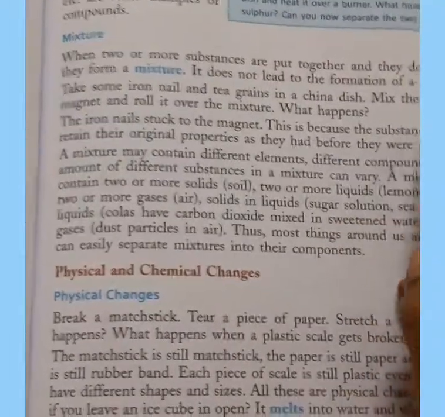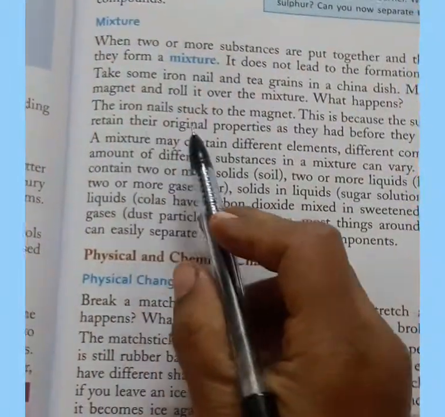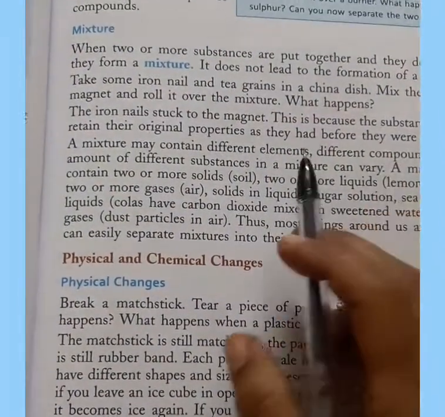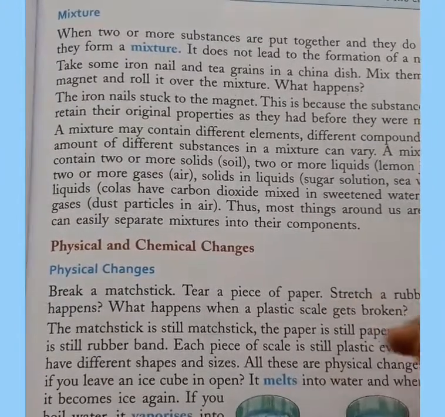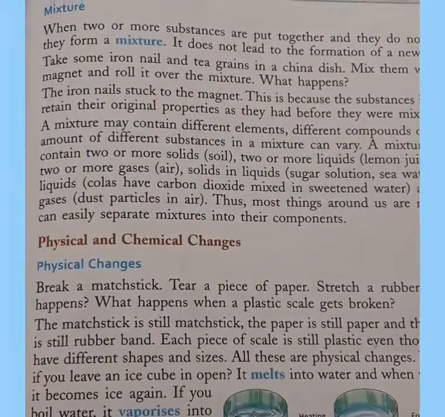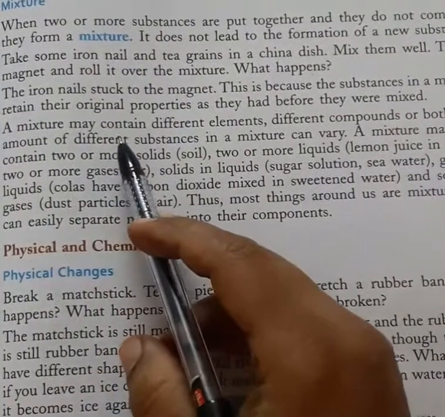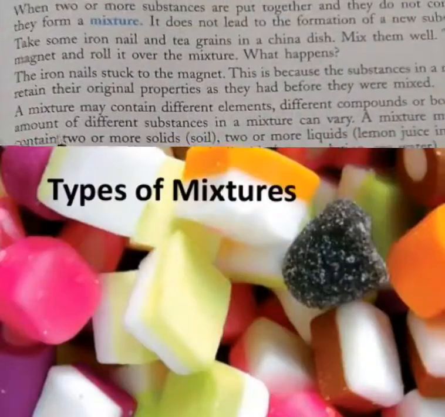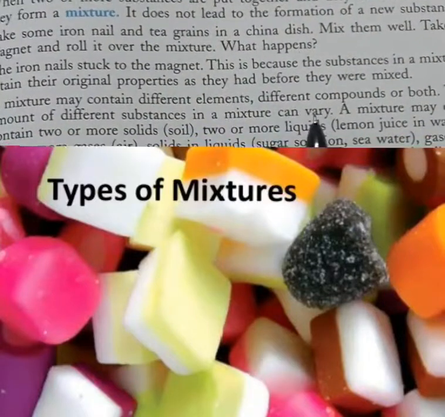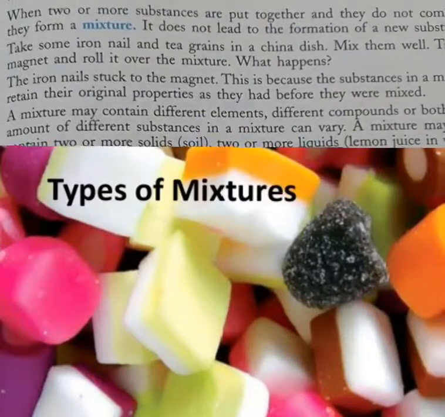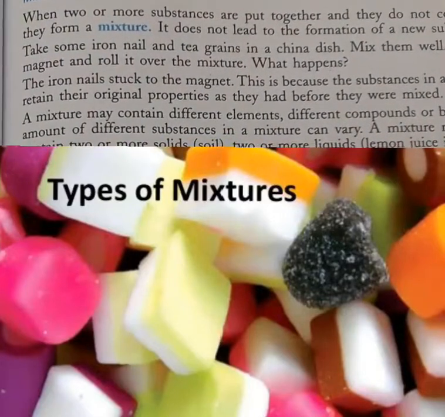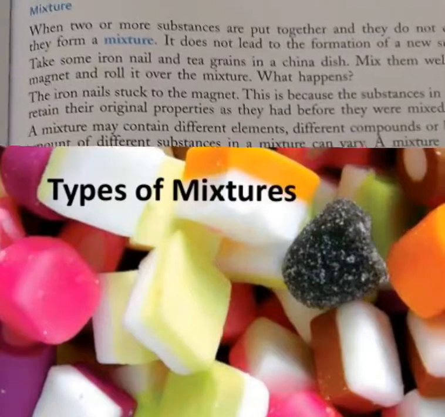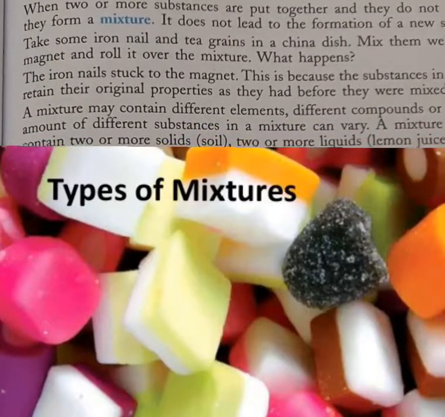This is because the substances in a mixture retain their original properties as they had before they were mixed. In the mixture, all the original properties of a substance remain the same and no new substance is formed. A mixture may contain different elements, different compounds, or both. The amount of different substances in a mixture can vary. It means that a mixture is made up of different types of elements, different types of compounds, or maybe a combination of elements and compounds together, and they can be in any ratio.